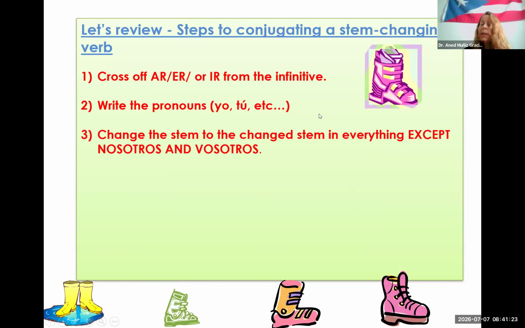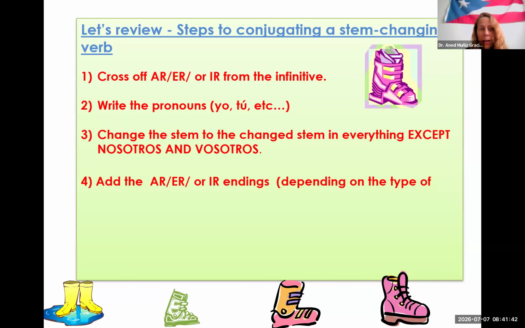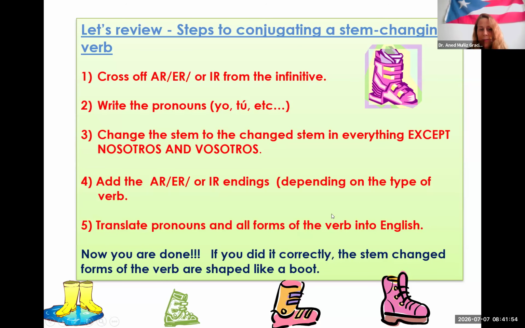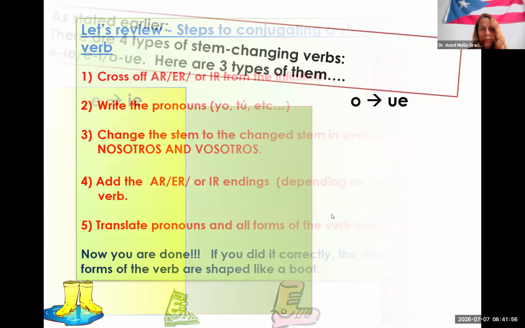You can write the pronouns. Again, there's something that I see sometimes in the verb conjugation demos, that sometimes people change the order, right? And then they don't write the pronouns. And then the assumption is not that it's first, second, and third singular, first, second, and third plural. And then change the stem, right? And then add the endings. Or you can add the endings and then change the stem. It doesn't matter, as long as you do each step, right? And then you don't have to translate pronouns here.